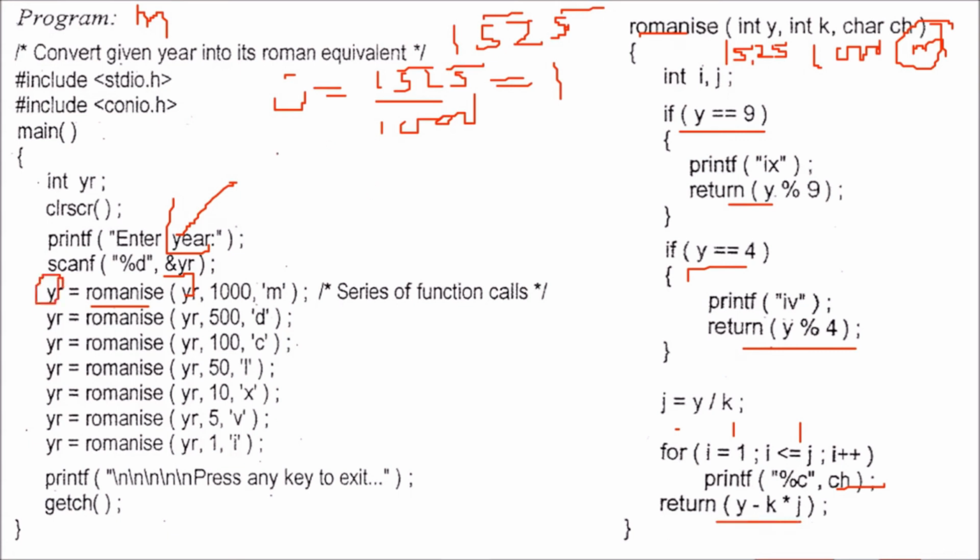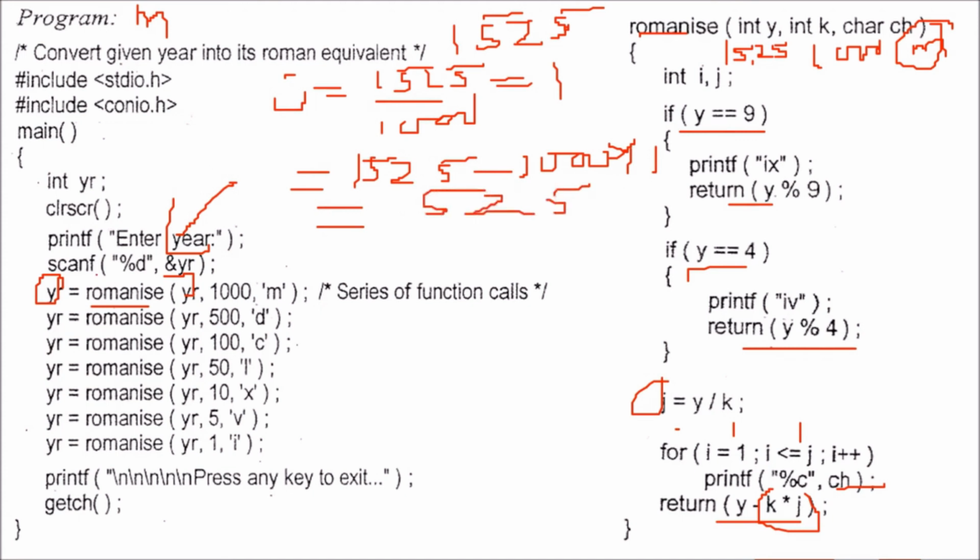Y minus k into j: y is 1525, minus k which is 1000, into j which is 1. So 1525 minus 1000, 525 will be returned here. Now this function call is over, and we have the year as 525. Now again with 525, k will be 500, and the character will be d.